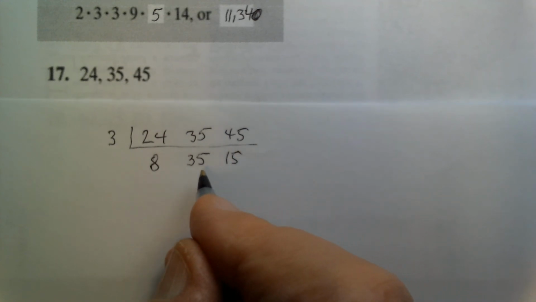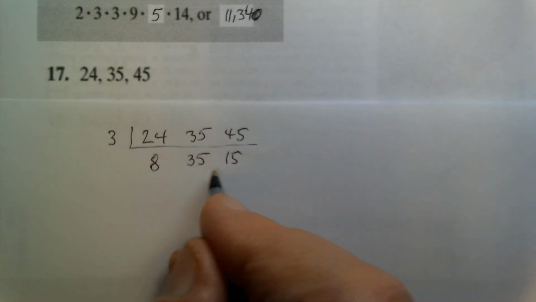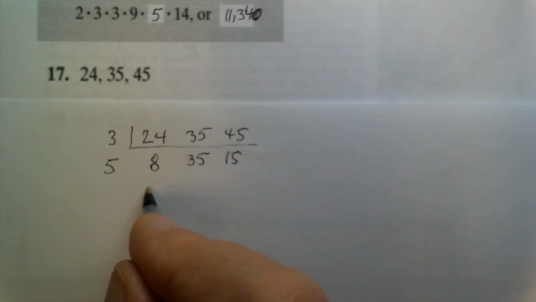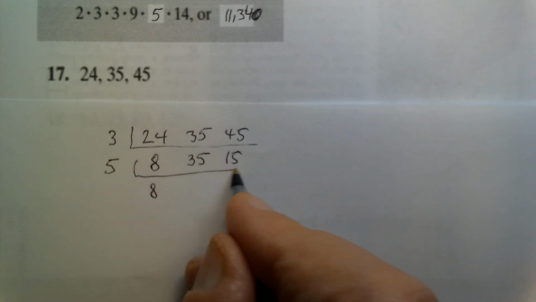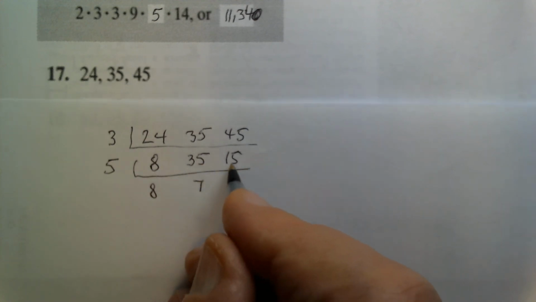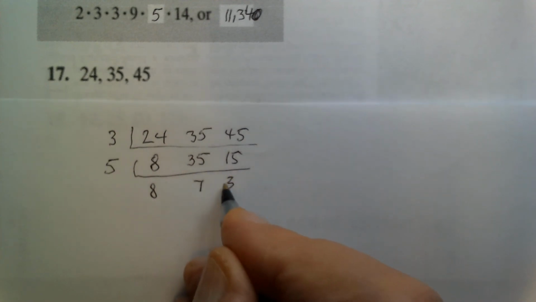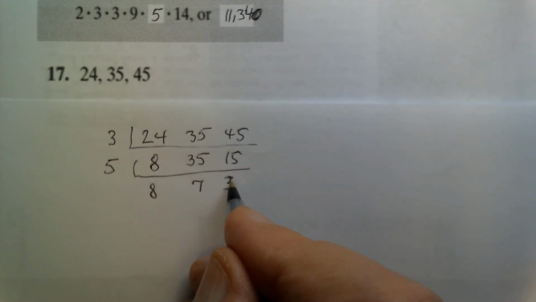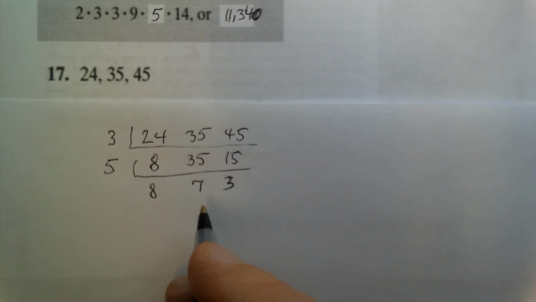And so now we're looking for two numbers that have a common prime factor, and so there would be 35 and 15. So the prime factor we can use here is 5. We leave 8 alone because we cannot divide 8 by 5 without a remainder. And then 35 divided by 5 is 7, and 15 divided by 5 is 3. Now there's only one number that has a prime factorization, so we are done.